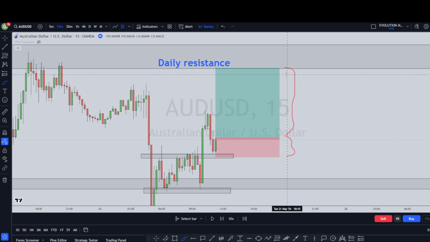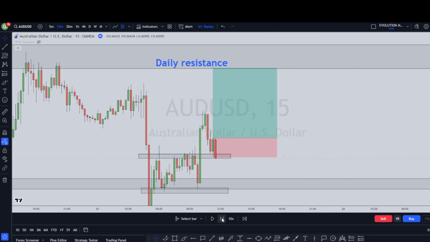That's what I mean by risk reward. That means for every $1 you are risking, you would have been targeting $3. If you're risking $100, you would have been targeting $300. If you had been risking $1,000, you would have been targeting $3,000. So let's see how this setup played out.